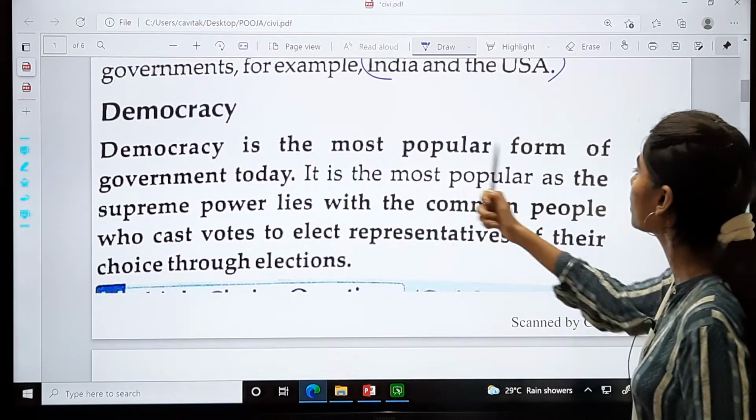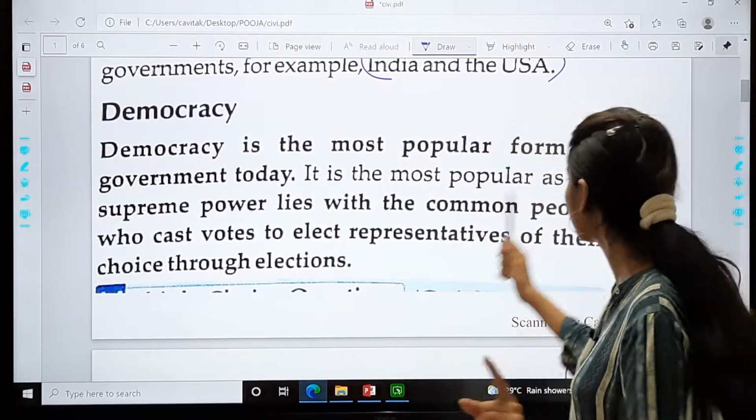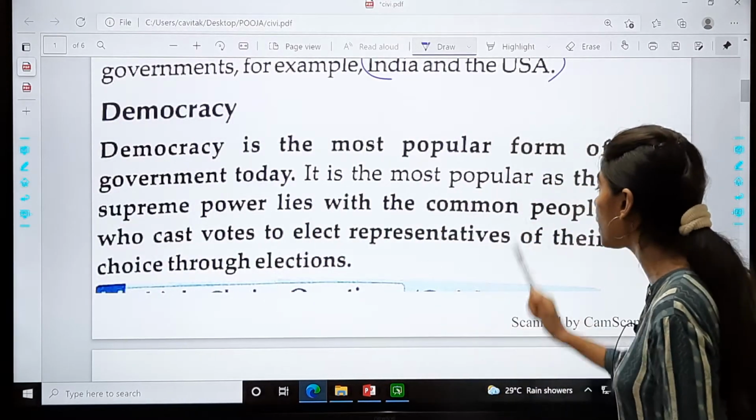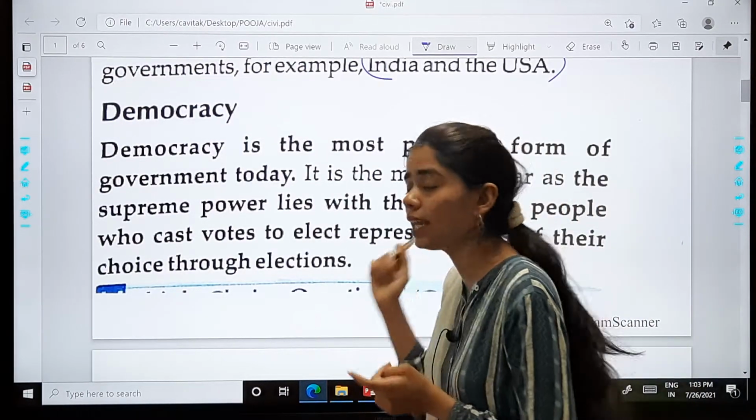Okay, so what is it? It is the most popular as the supreme power lies with the common people who cast votes to elect representatives of their choice through elections.